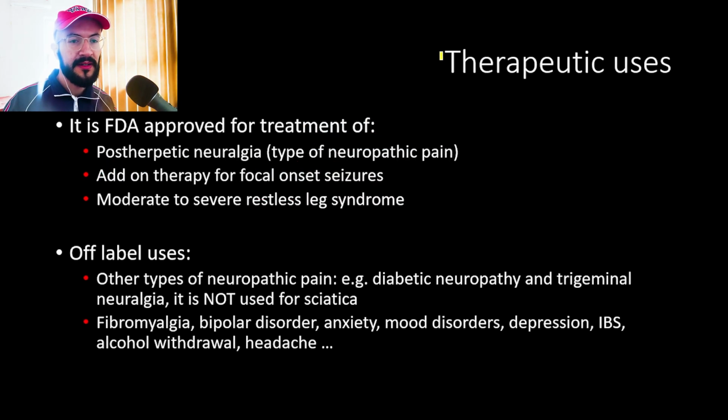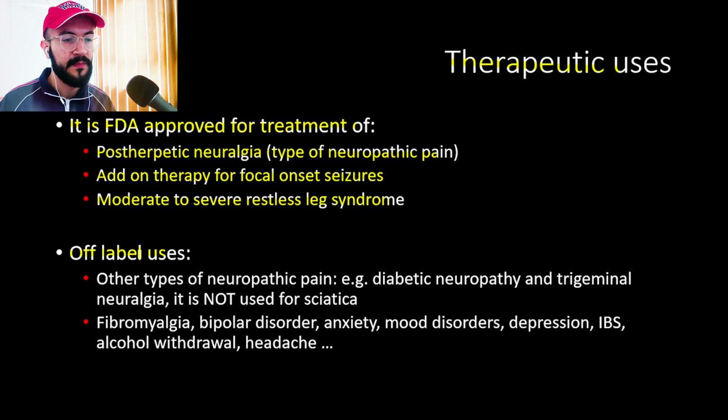Now let's talk about the therapeutic uses. The gabapentin is FDA approved for the treatment of post-herpetic neuralgia. Post-herpetic neuralgia is a type of neuropathic pain that occurs after damage to peripheral nerves following the reactivation of the varicella zoster virus. The gabapentin is also FDA approved as an add-on therapy for treatment of focal onset seizures and for treatment of moderate to severe restless leg syndrome.